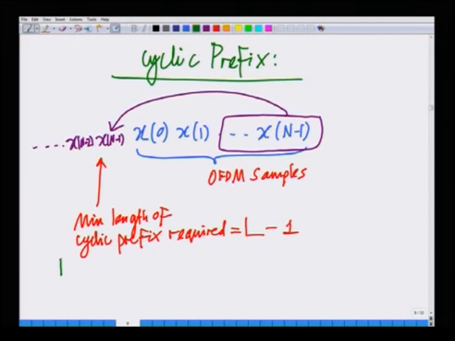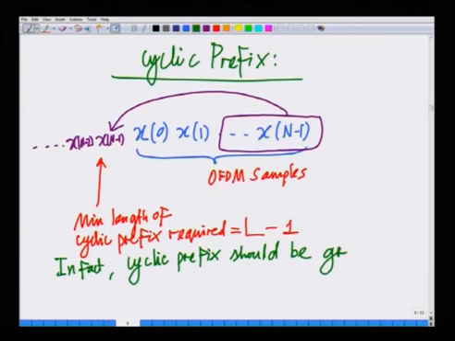In fact, the cyclic prefix should ideally be greater than the delay spread of the channel. I want to emphasize this.